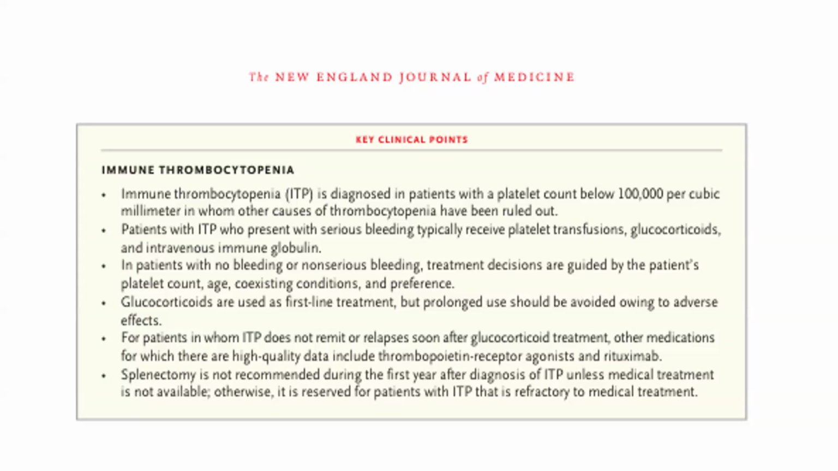the preference. Glucocorticoids are used as first-line treatment, but prolonged use should be avoided owing to adverse effects. For patients in whom ITP does not remit or relapses soon after glucocorticoid treatment, other medications for which high-quality data exist include thrombopoietin receptor agonists and rituximab. Splenectomy is not recommended during the first year after diagnosis of ITP unless medical treatment is not available. Otherwise, it is reserved for patients with ITP that is refractory to medical treatment.